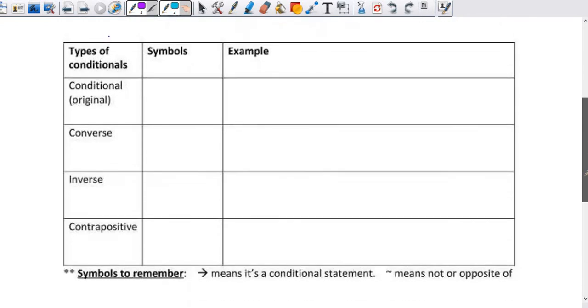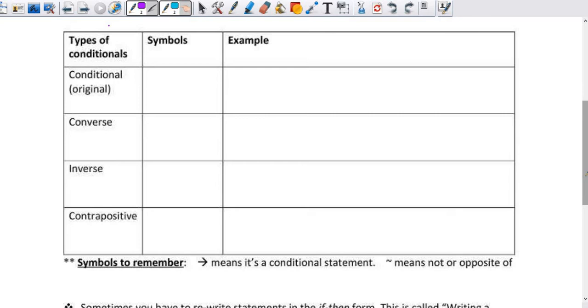Now, we'll go to our types of conditionals. There are 4 types. I call the conditional the original. It rhymes, and that's a good way of remembering it. The symbols for that, we would have a statement P, we put an arrow, and we go to Q. That arrow means it's a conditional statement or an if-then. That is right down here at the bottom under your table if you want to circle or highlight that. All right? If you have an arrow, that means it's a conditional statement.